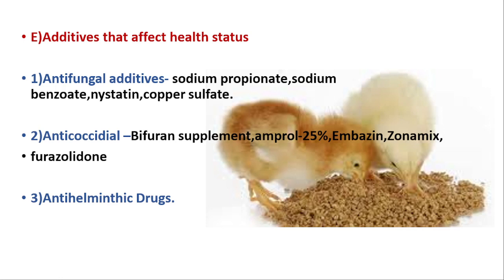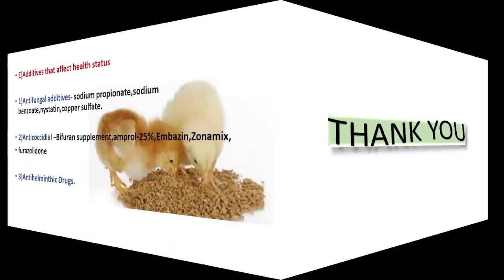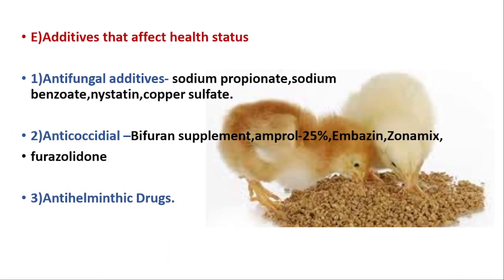These anti-helminthics generally require more than one administration. That means they can be used two to three times: the first administration kills those worms which are present in the body, and subsequent wormings kill those worms which hatch from eggs after the initial dose. So these are some additives which are used for various purposes.